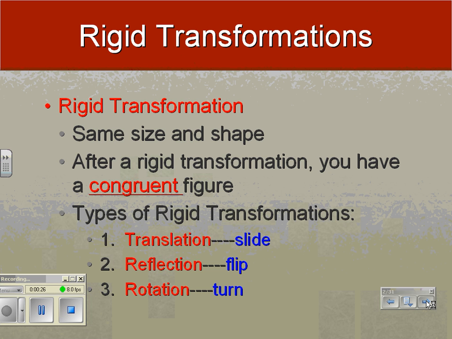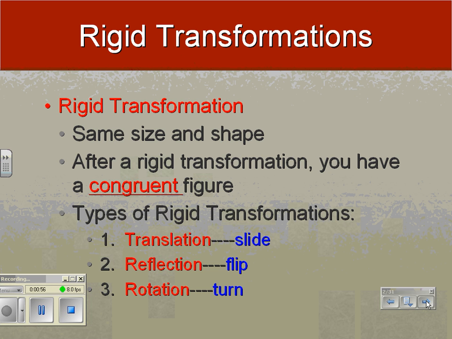All right, first of all, let's just talk about what a rigid transformation is. A rigid transformation has the same size and shape after the transformation. So the location might have changed where it is on the coordinate grid, but the size and the shape are the same. The original figure, the pre-image, is going to be the same as the image. And you'll want to fill in on your paper, after a rigid transformation, you have a congruent figure.